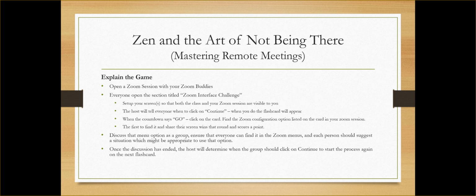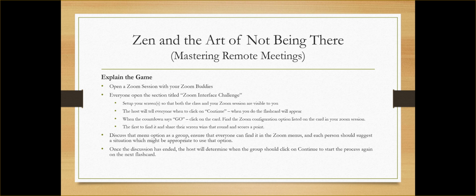So the game's pretty straightforward. Let me just explain how it works. The students are going to open a Zoom session as a group with their Zoom buddies. Everyone will open the section titled Zoom Interface Challenge. Whoever hosts the session, everyone's going to set up their screen so that they have the class on one side of the screen or on one monitor, and their Zoom session on another section of their screen or on another monitor, so that they can see both at the same time.